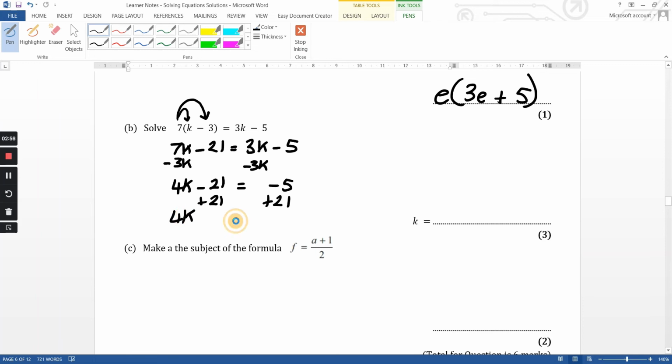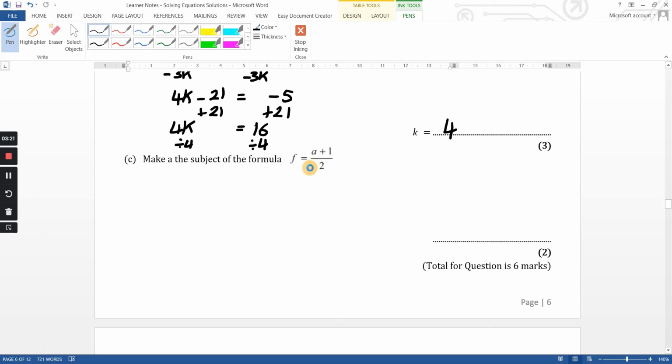4k equals, what's that going to be? That's going to give me 16, isn't it? And only one more step. Let's divide both sides by 4. So k is going to equal 4. Yep, that's your answer for that one.